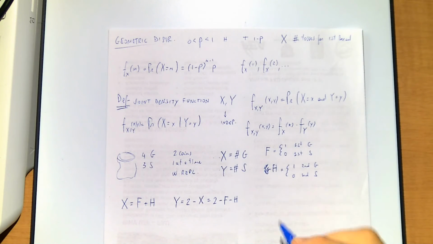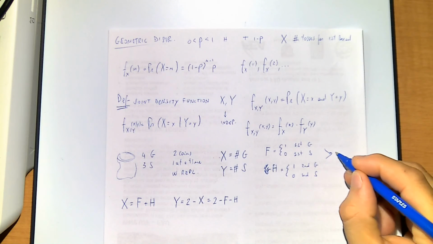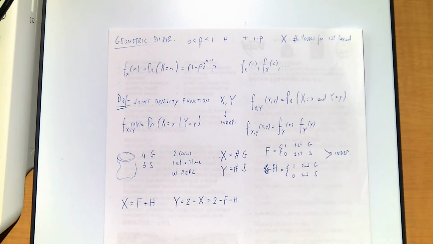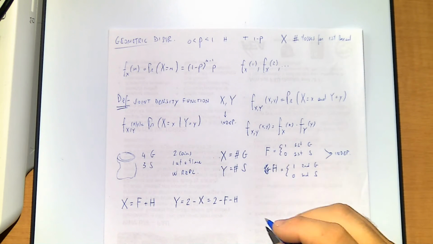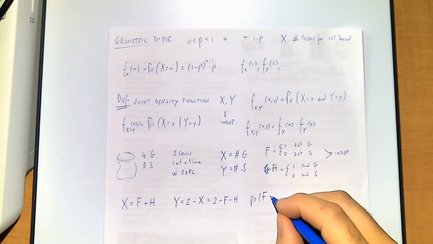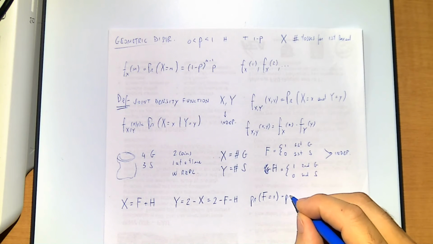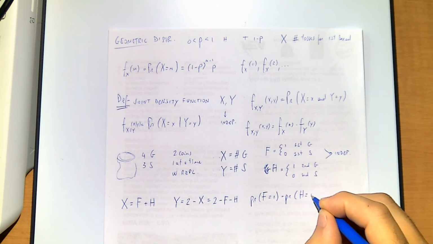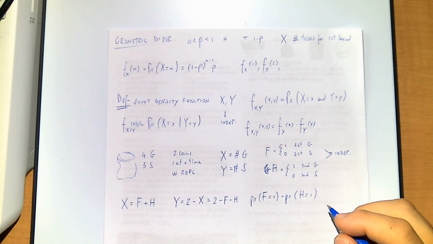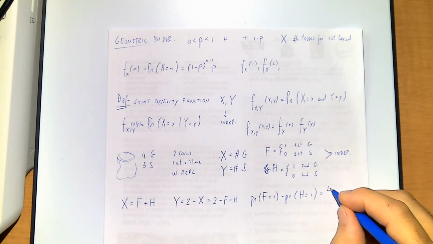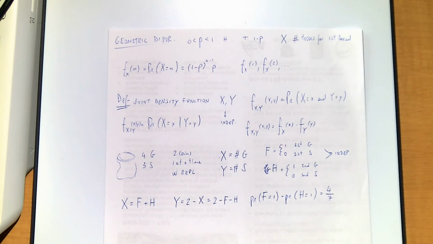Now, what we can observe is that these two events are independent. And the probability of f being equal to 1 is the same as the probability of h being equal to 1. They are both equal to 4 over 7, because I have 4 gold coins over the total.